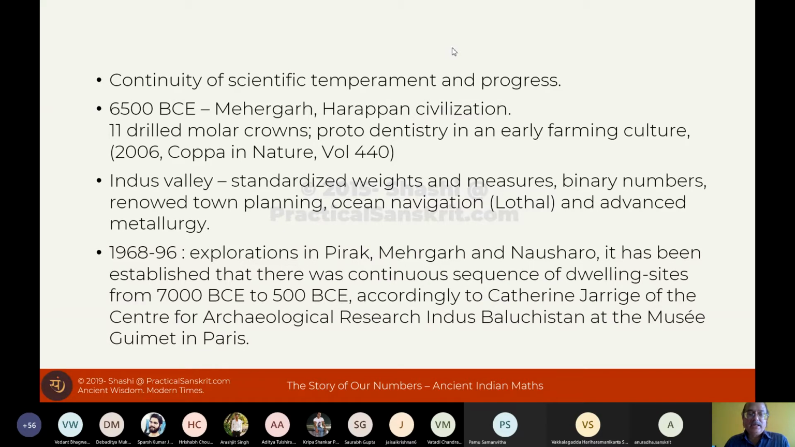Between 1968 and 1996, there was another excavation done in Mehrgarh, Nausharo and Pirak, by some French people. They established that there was a continuous sequence of dwelling sites from 7000 BC to 500 BC. And after 500, we already know all our history, right? So this is also something important to keep in mind.